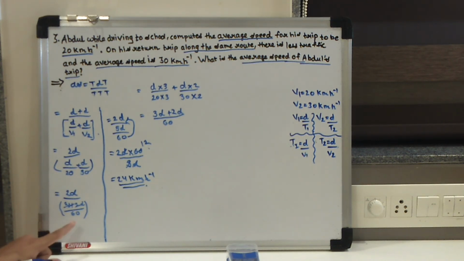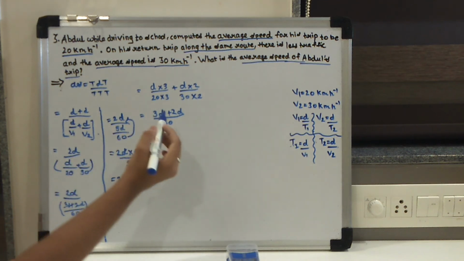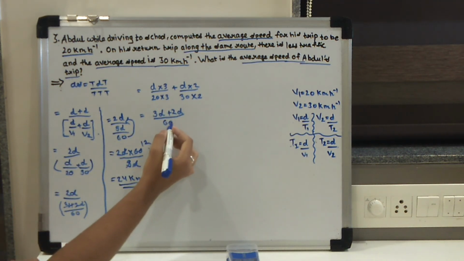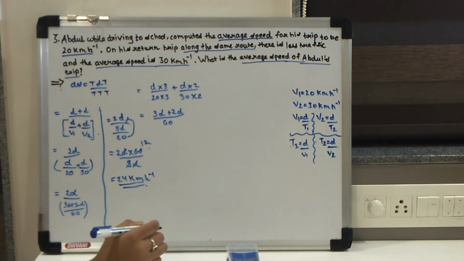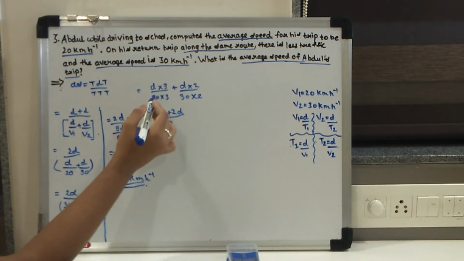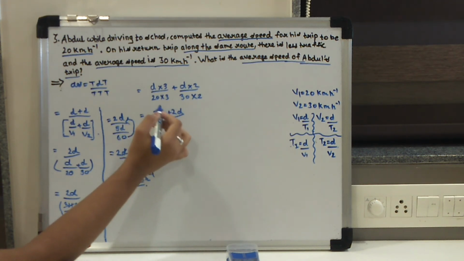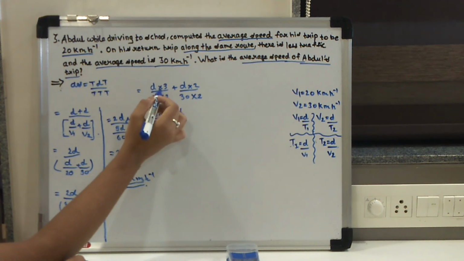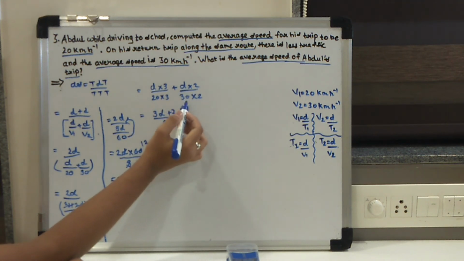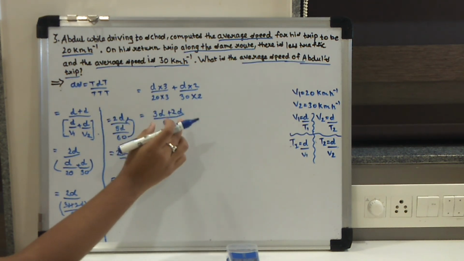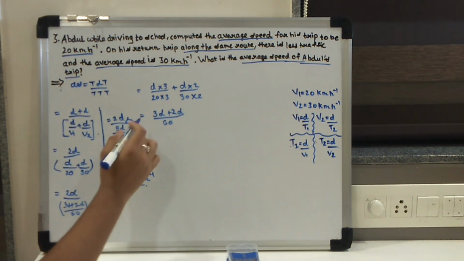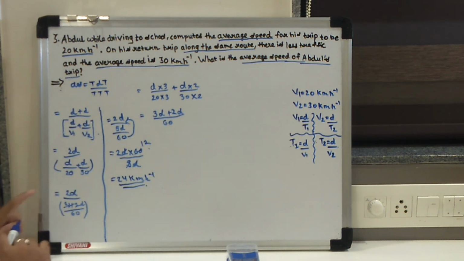Now we have to take LCM of this. So LCM will be 60, and after taking the LCM, we do the simple maths as we always do. 20 into 3 is 60, and d into 3 is 3d, d into 2 is 2d, and 30 into 2 is 60. So 60 in the denominator will be common, and 3d plus 2d will come at the place of this here. 2d upon 3d plus 2d upon 60.